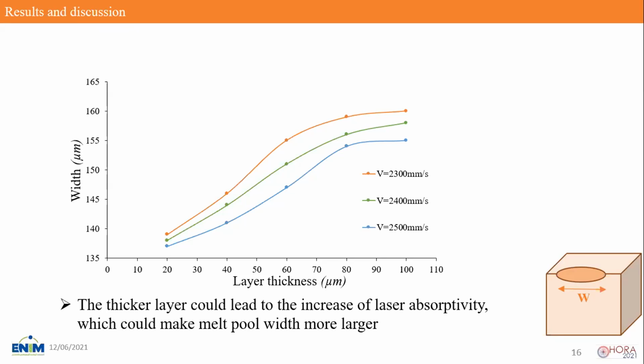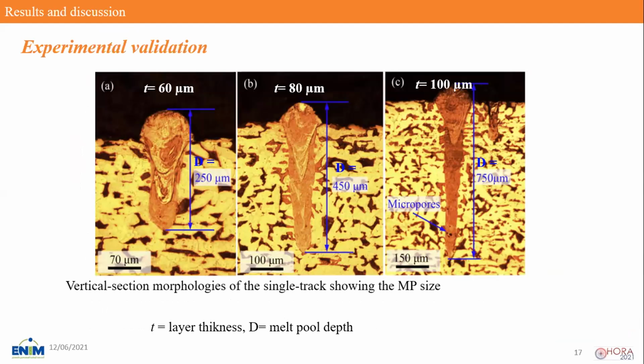For the width of the melt pool, the width presents also an increase as the layer thickness increases, for the same reason. The thicker layer could lead to the increase of laser absorptivity, which could make the melt pool width larger. Our results present the same trend as the experiment shown in this figure. As we see, the melt pool size increases as the layer thickness increases from 16 micrometer to 100 micrometer.